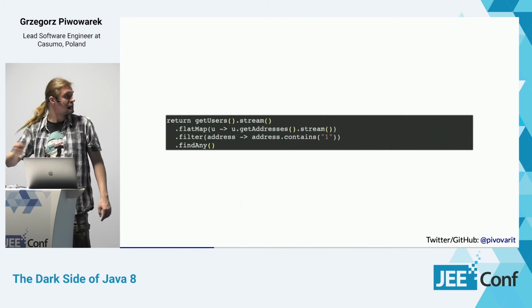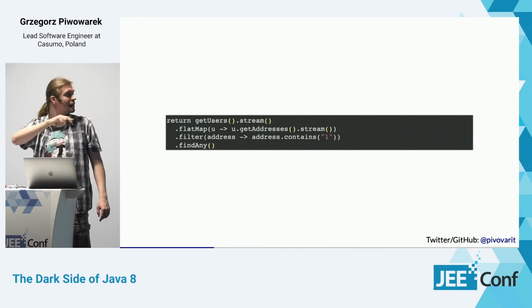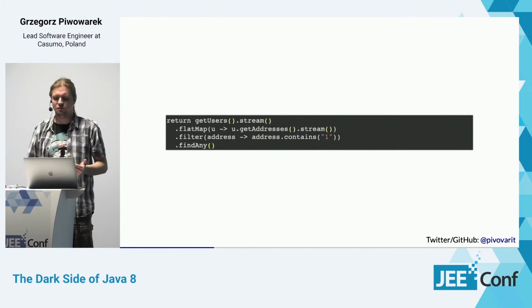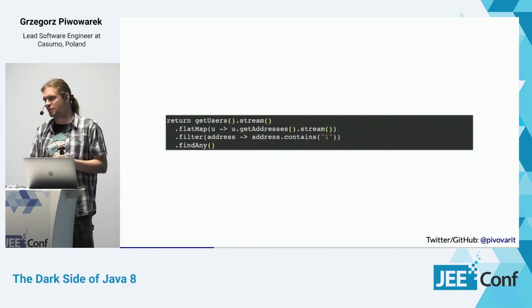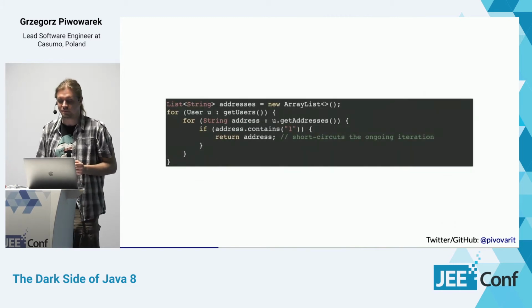That's a lot of operations. Then you filter, only to take just a single element. Well, that's a lot of waste, right? Because if you were looping, you would just take the first element and then return it. End of story. And you have lazy semantics out of the box, right?